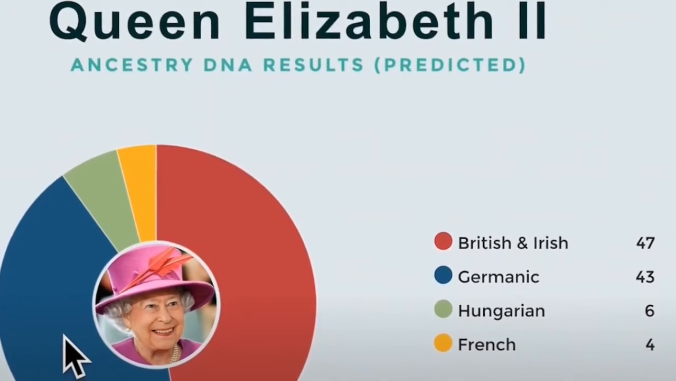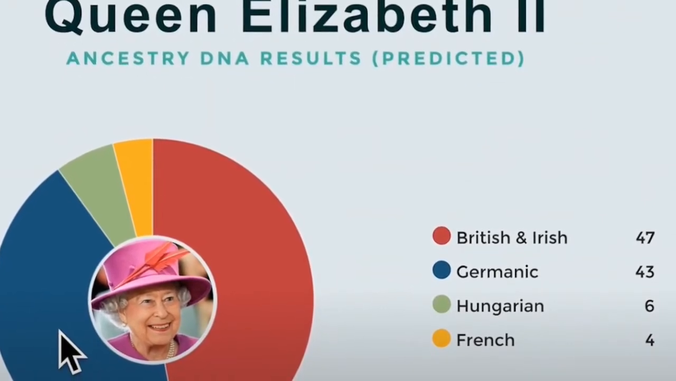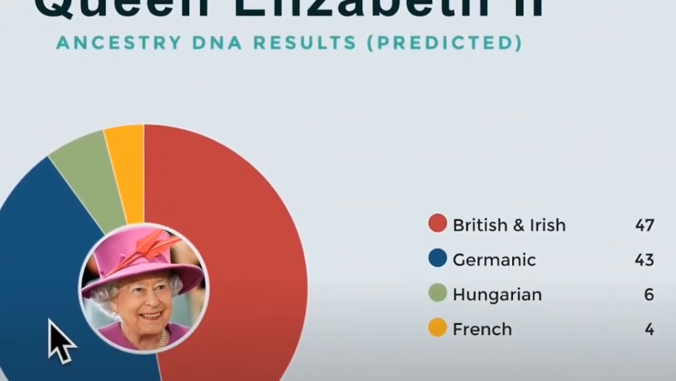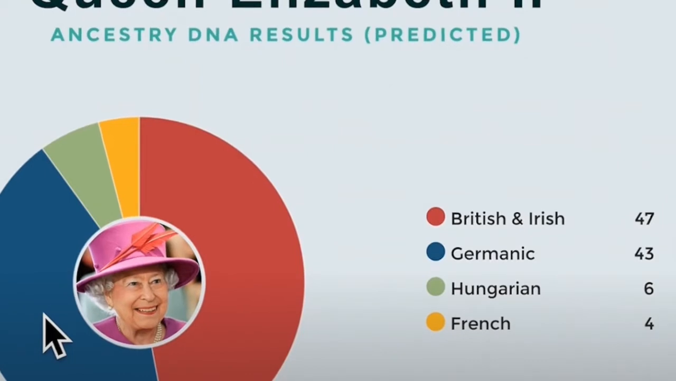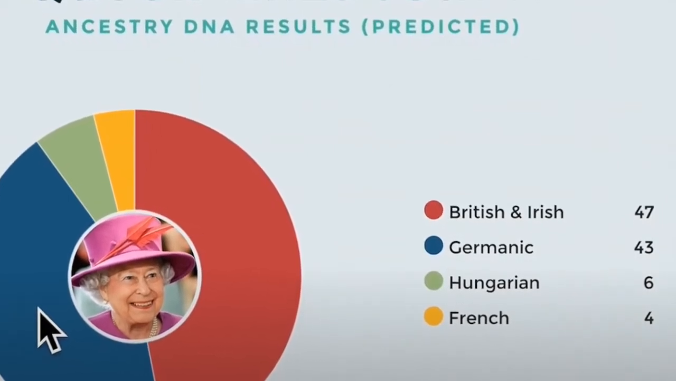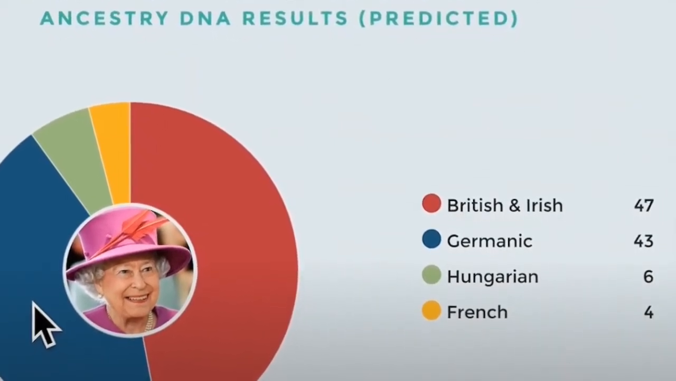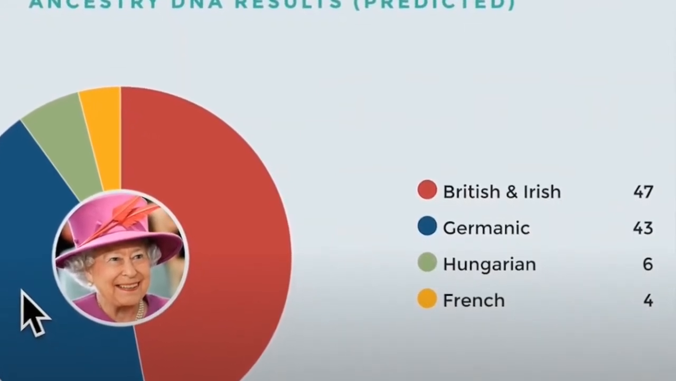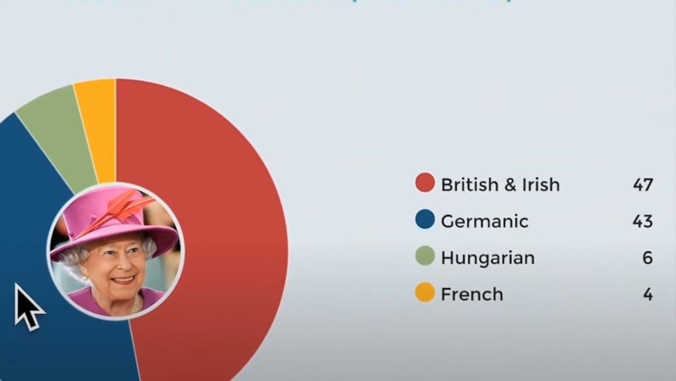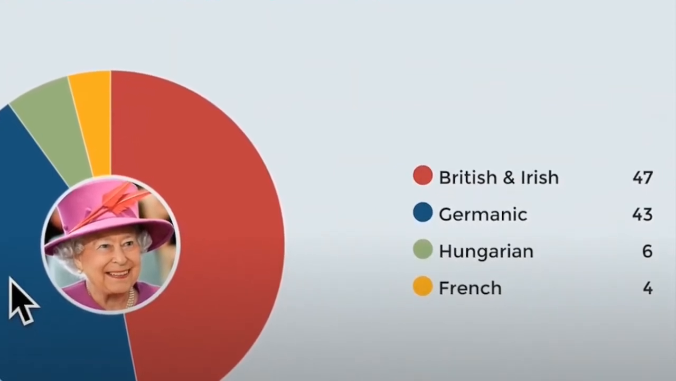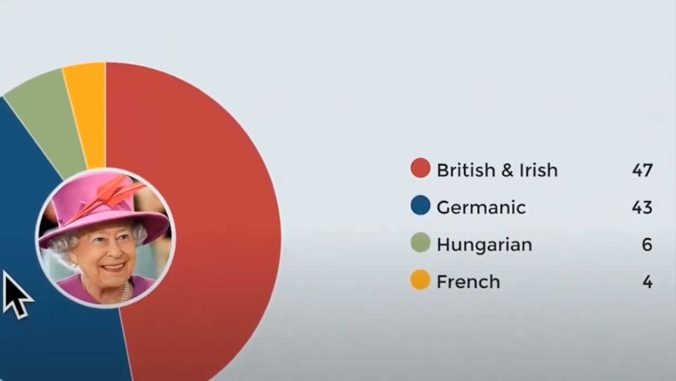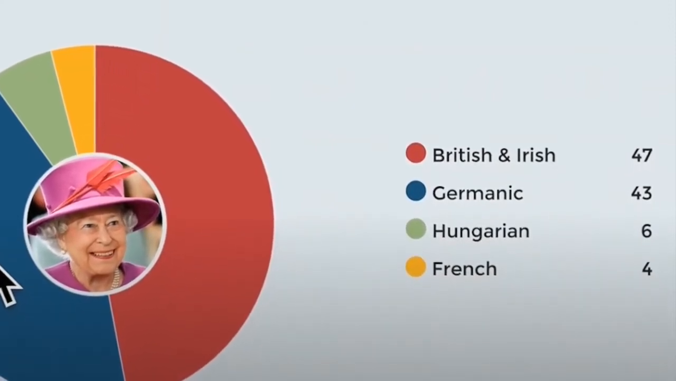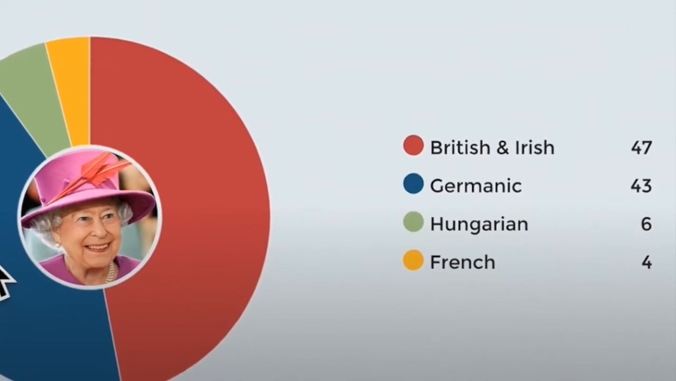Now, the problem isn't just that he went back 10 generations, but also this is very vague. British and Irish, that could mean a lot. It could mean English, Irish, Scottish, Welsh, Manx, Cornish. This is not very specific. I'm not saying this is really bad, but I'm saying this is a little vague. And same with Germanic. Germanic could be German, could be Danish, could be Swedish, could be Norwegian. So yeah, that's a little vague. Of course, then there's the Hungarian and there's the French.